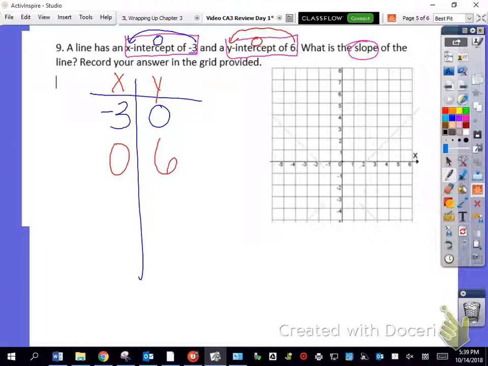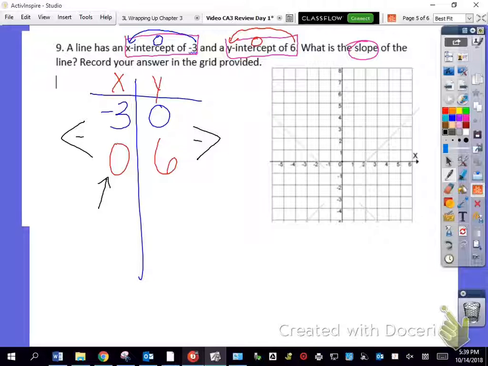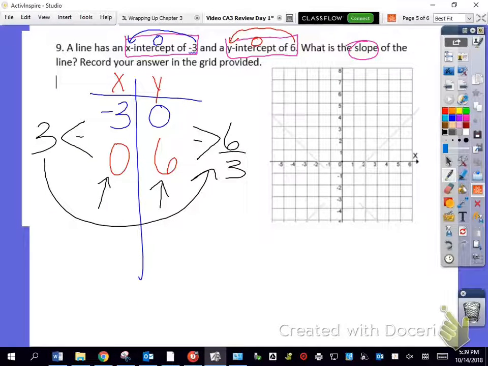After that, you are going to subtract. So start from the bottom. So you have 0 minus negative 3, which is equal to 3. And then you have 6 minus 0, which is 6. And then swing and divide. So 6 divided by 3 is 2. So my slope is 2.